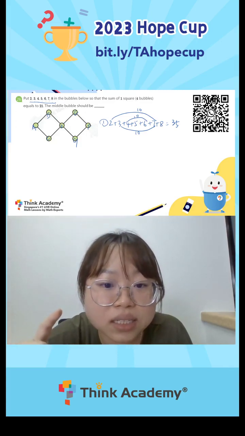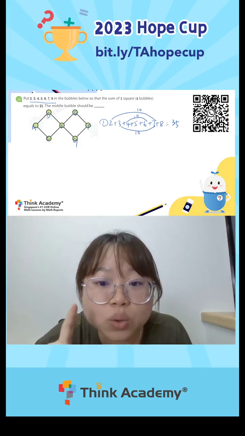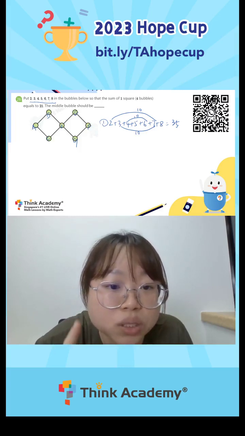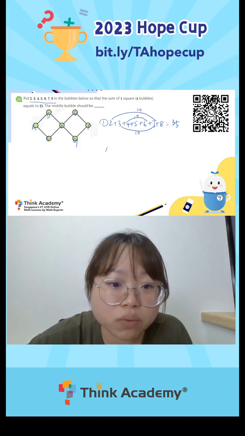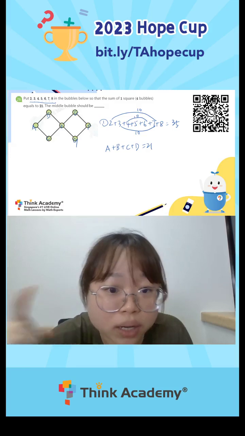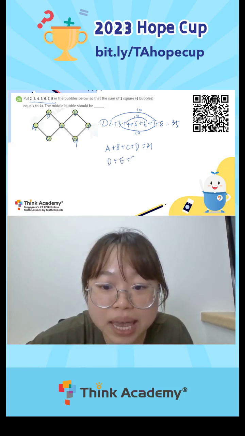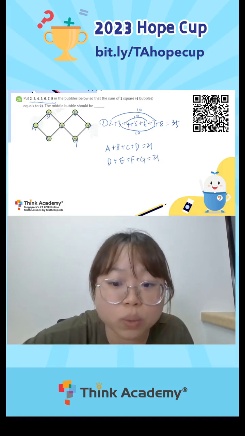The second sentence, D, E, F, G. The sentence tells you that the sum of one square equals 21. Write down the equation of one square: A plus B plus C plus D equals 21, correct? Then the equation for the second square, D plus E plus F plus G, also equals 21.